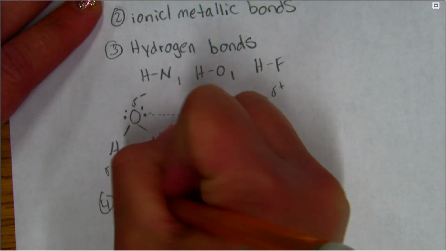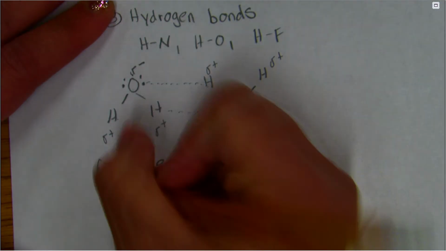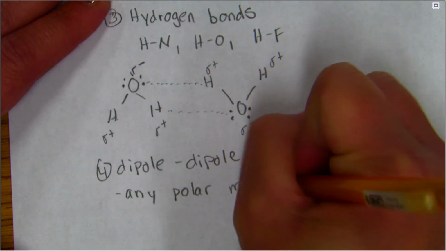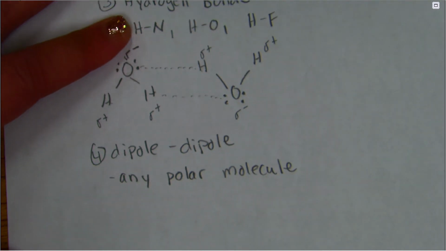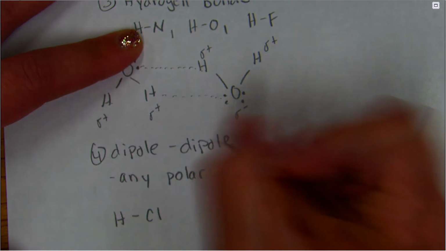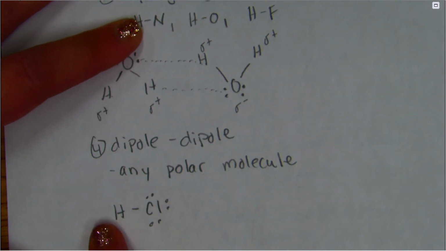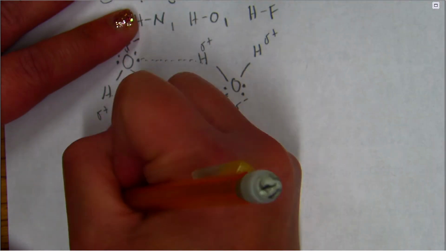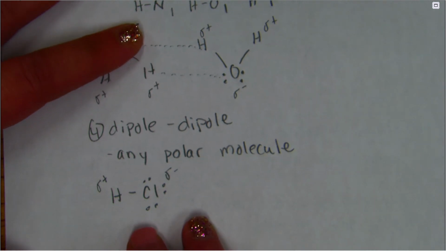We have dipole-dipole. And this is going to be any polar molecule. We've already learned how to draw dipoles, and learned that polar molecules do have dipoles. So if we were to look at, let's say, hydrochloric acid, chlorine is more electronegative than hydrogen. So chlorine is a partial negative charge. Hydrogen is a partial positive charge. And hydrochloric acid is a polar molecule.